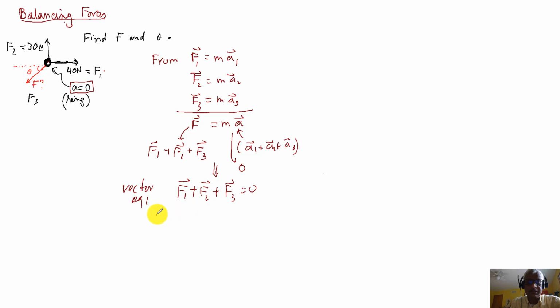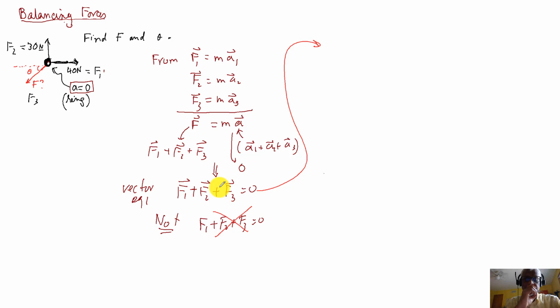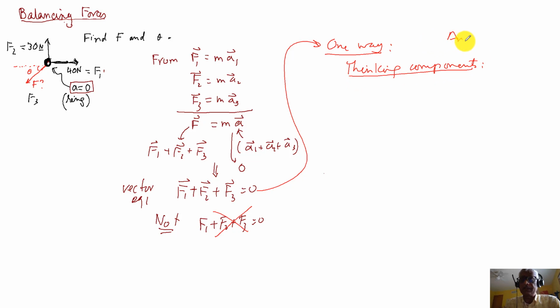This is not just F1 plus F2 plus F3 is 0 in magnitudes. That doesn't imply it, okay? This is a vector equation, which means direction is important. So one way to think about it is thinking in components. Another is thinking geometrically.